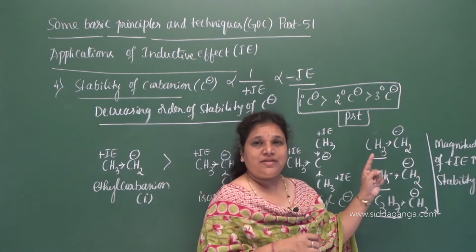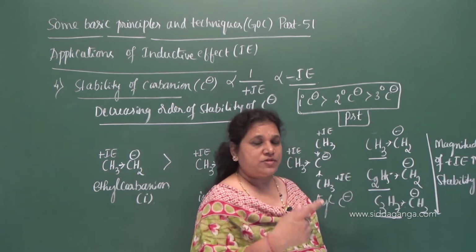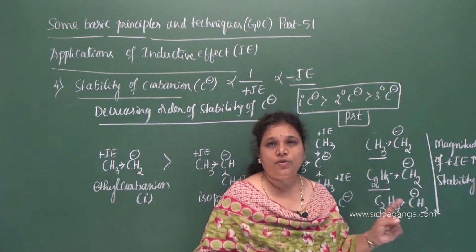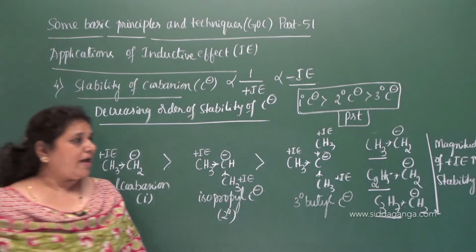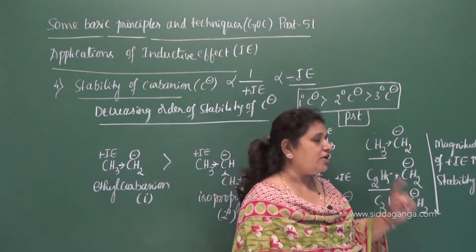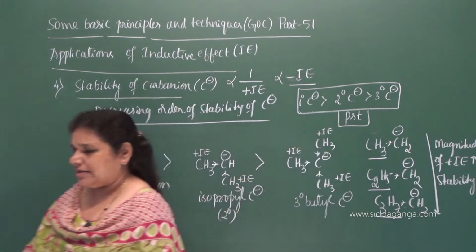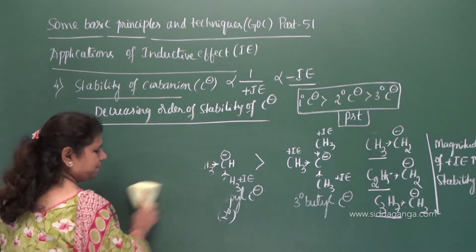Two plus one, three carbon atoms total. The propyl carbanion is more stable compared to the butyl carbanion because of the increase in the magnitude of positive inductive effect. So as the magnitude of positive inductive effect increases, stability decreases. Let me give one more example here.